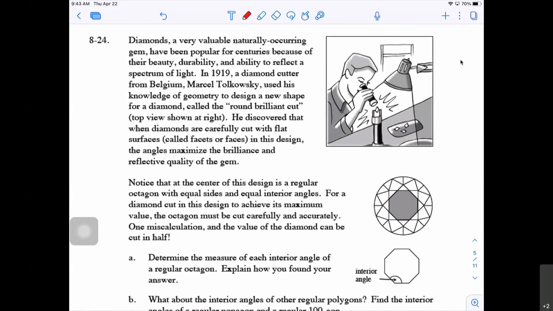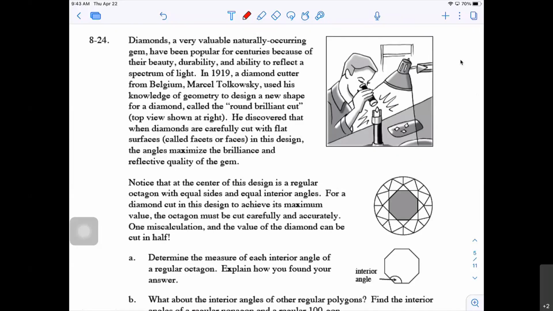Diamonds are a very valuable, naturally occurring gem, popular for centuries because of their beauty, durability, and ability to reflect a spectrum of light. In 1919, a diamond cutter from Belgium, Marcel Tolkowski, used his knowledge of geometry to design a new shape for a diamond called the round brilliant cut. They show you off to the side there the top view of the diamond and how they cut it. He discovered that when diamonds are carefully cut with flat surfaces called facets or faces in this design, the angles maximize the brilliance and reflective quality of the gem.